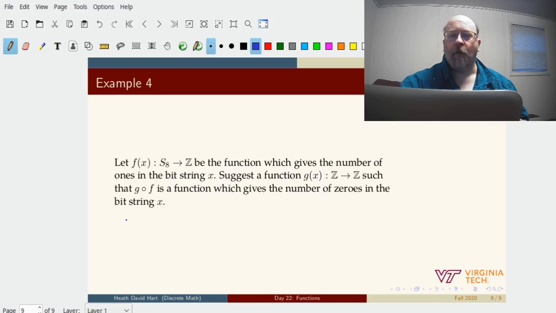So look at example 4. We're looking at a function from S8 to Z, which is a function that gives the number of 1s in the bit string x. Now this has 256 elements in it, because there are 256 possible bit strings of length 8. And so I can't write out this function. I'm not going to take the time to write out all 256 cases. But here's an example.